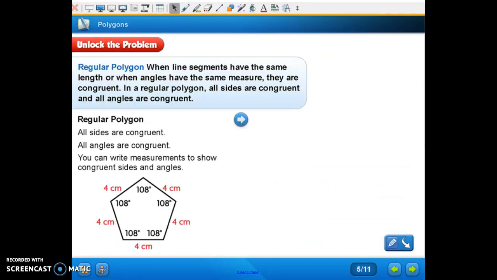Okay, now we're on page 442. The top of the page, a regular polygon. When line segments have the same length, it's got to have all these things. It's got to have the same length, and angles that have the same measure.